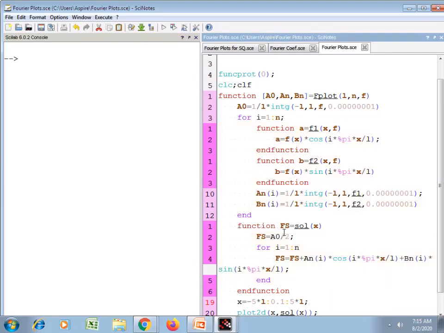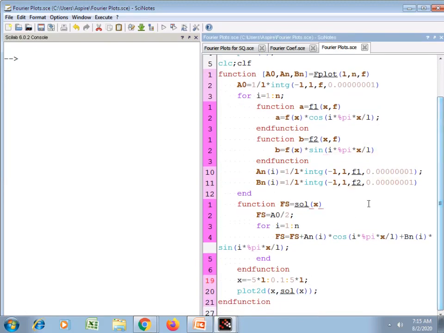I have only added the function Fourier series, Fs is equal to the solution of x, where Fs is equal to a0 by 2. Then for the summation I have used the for loop, I is equal to 1 to n. Then the Fourier series will be equal to Fs, that is a0 by 2, plus an of I into cos I pi x by L, plus bn of I into sin I pi x by L, where I is from 1 to n.